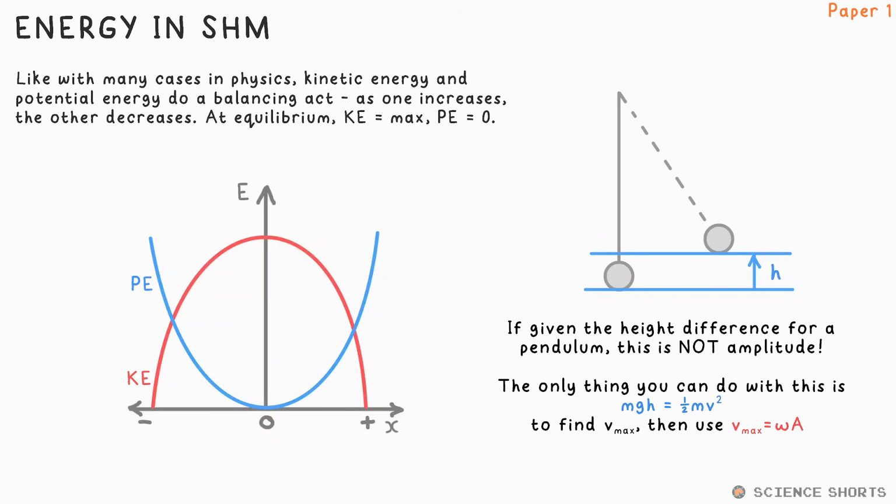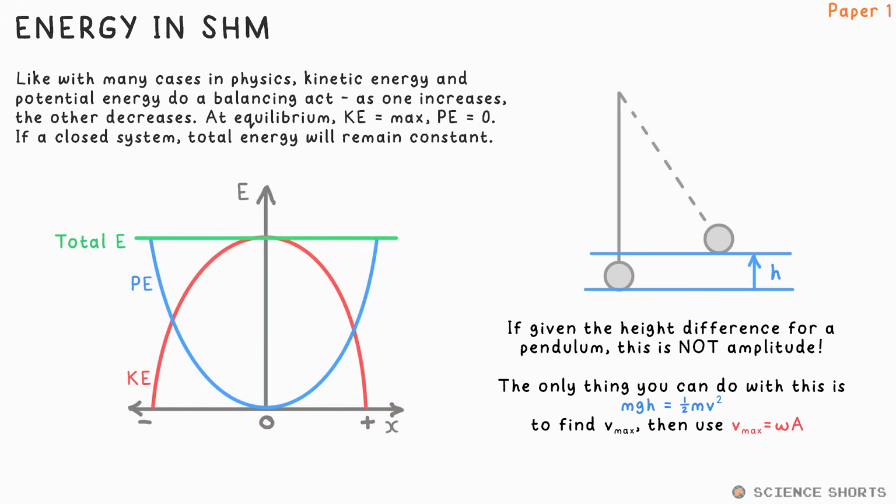That means if you are given the maximum height of a pendulum, the only thing you can do is find out the GPE it has at amplitude, then equate this to the kinetic energy it has at equilibrium to find Vmax. Height is not displacement or amplitude for a pendulum. You can then find out more about the oscillations using Vmax equals 2 pi f A as before.